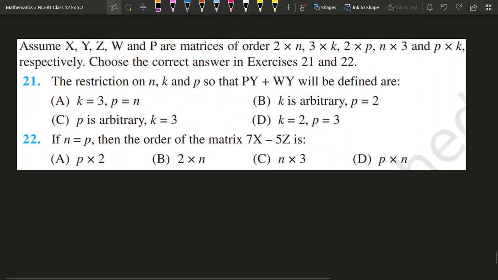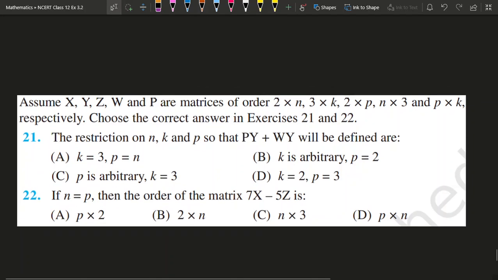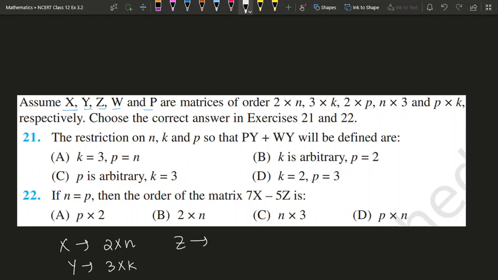Let's look at the final question, the final problem for this video. Assume that X, Y, Z, W, P are matrices of order 2 by n, 3 by k, 2 by p, n by 3, and p by k. So let's write that down. So X is 2 by n, Y is 3 by k, Z is 2 by p, W is n by 3, and P is p by k.